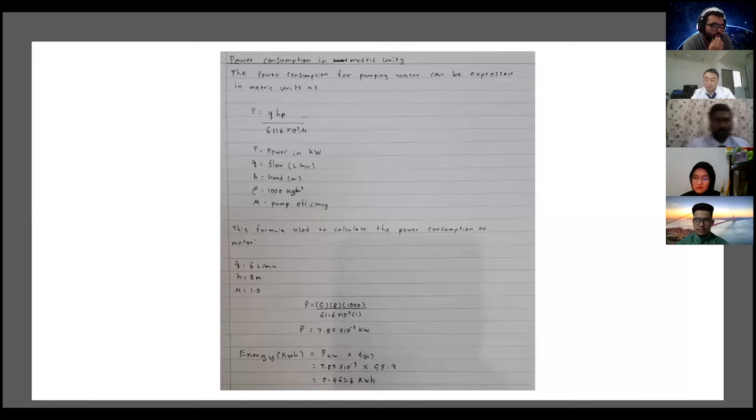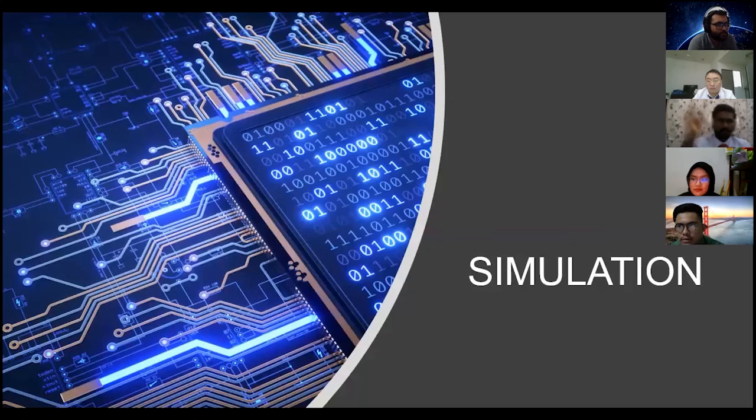So let's move on to the last calculation, which is the power consumption calculation. Based on the formula we use, we get 462 watt, which means 0.4624 kilowatt per hour only. So by using a 500 watt solar panel, we can overcome this problem. So let's move on to the next part, the simulation, which is done by Aminur Rahman.